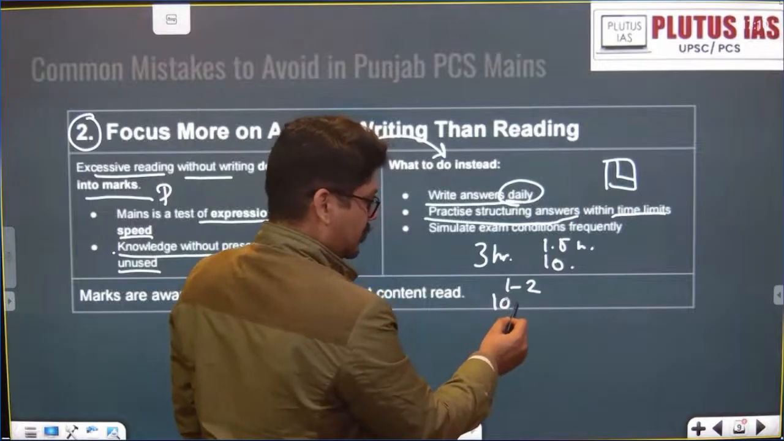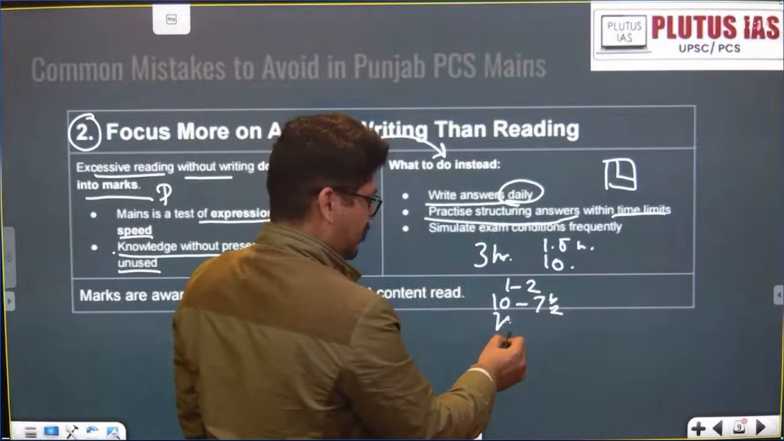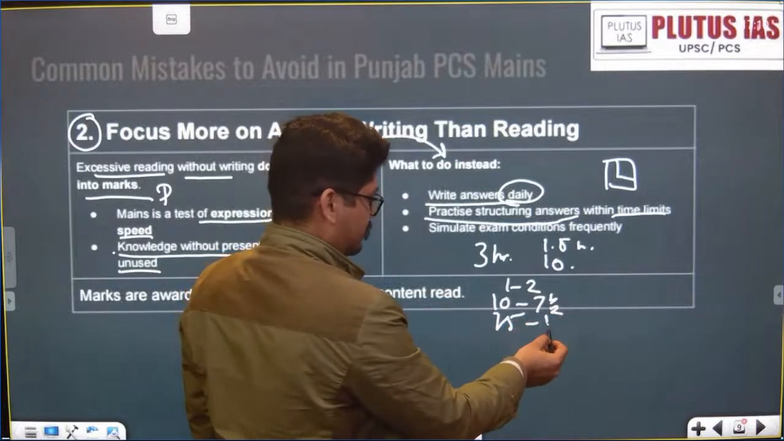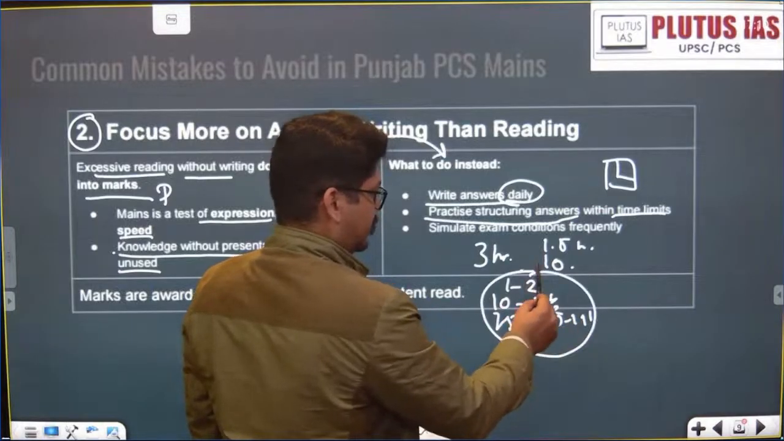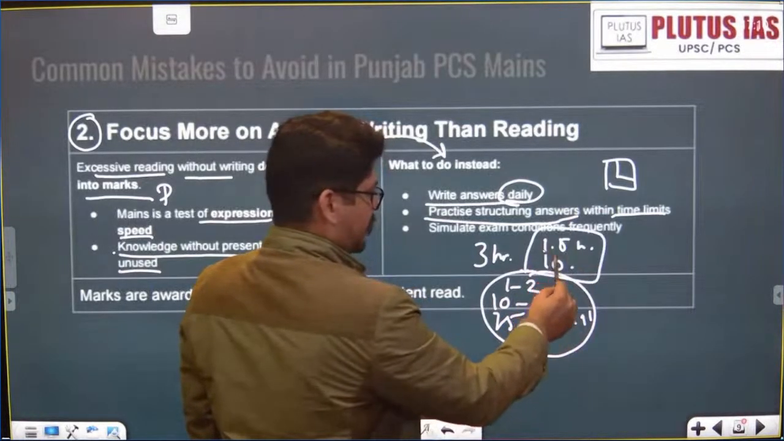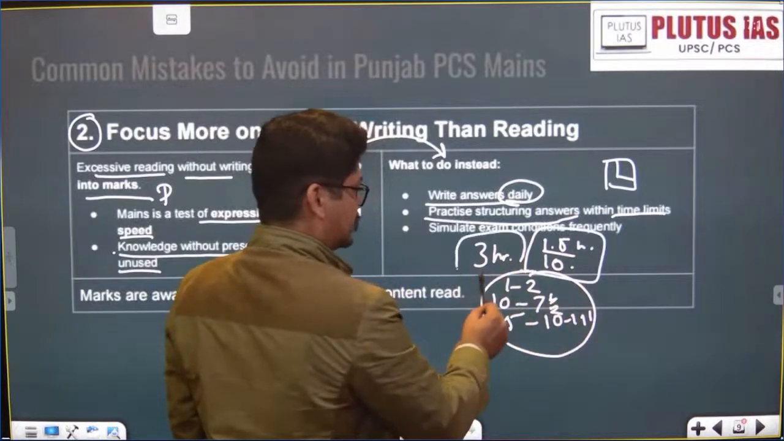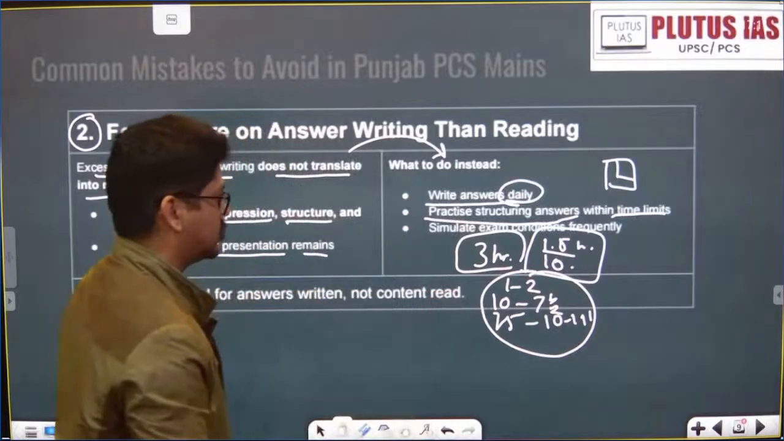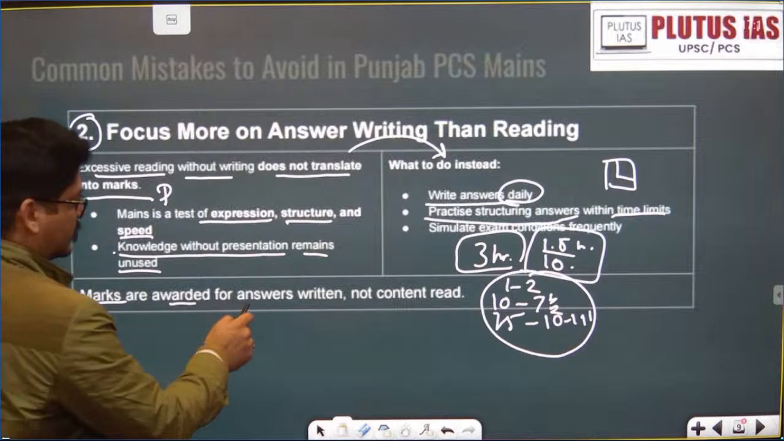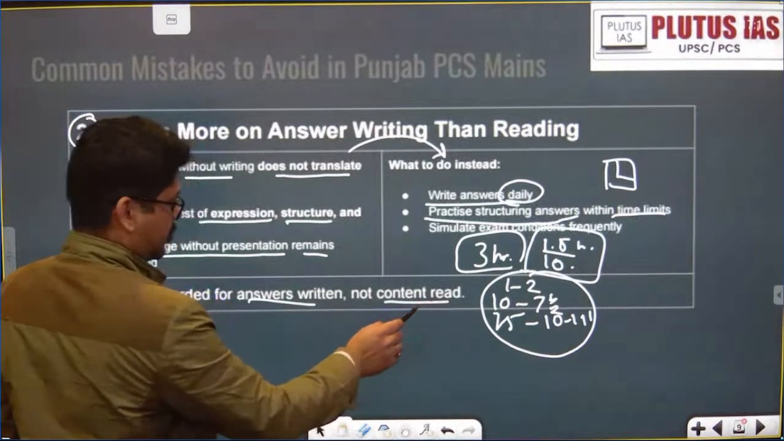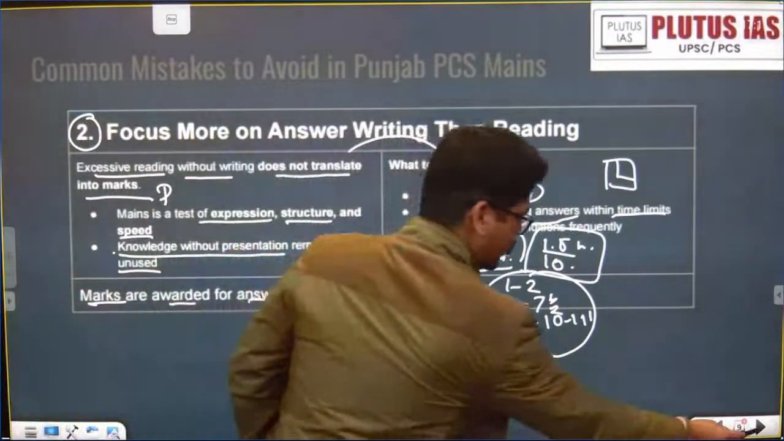For a 10 marker, give yourself 7.5 minutes. That's enough. For a 15 marker, give maybe 10 to 11 minutes. This should be your target. Then only move to the next step, 1.5 hours for half a question paper, and then 3 hours to attempt a full question paper. Since marks are awarded for answer writing, not for content reading, you have to read less and write more. I hope I'm clear.